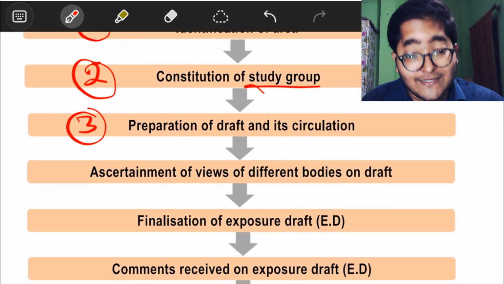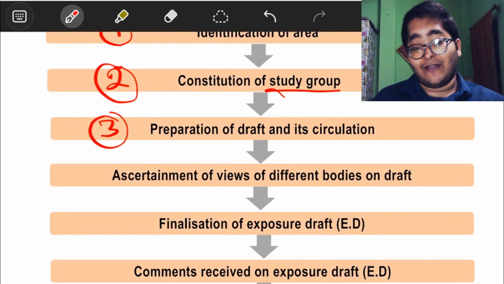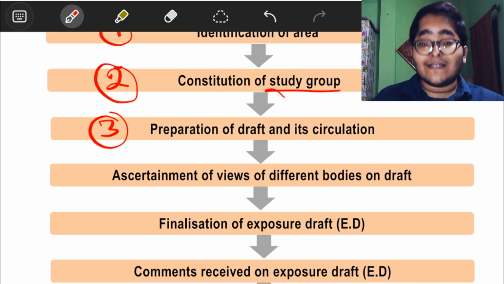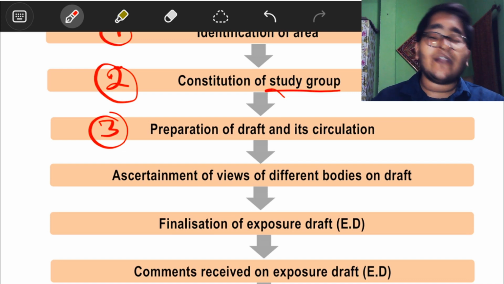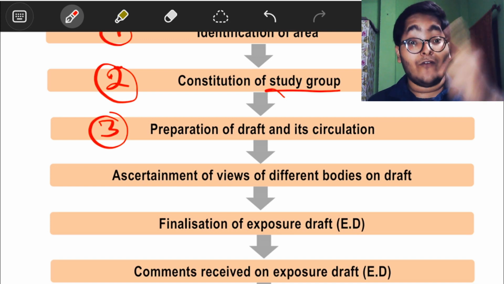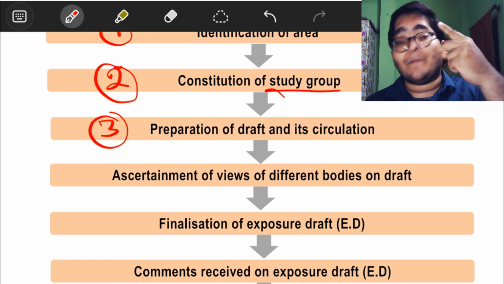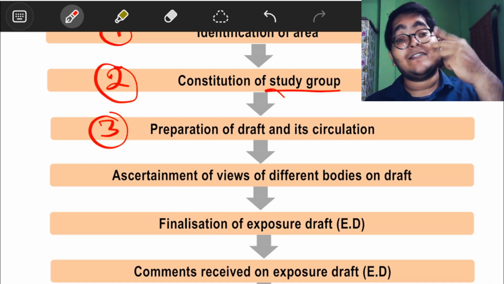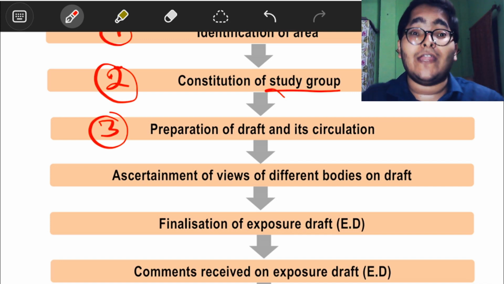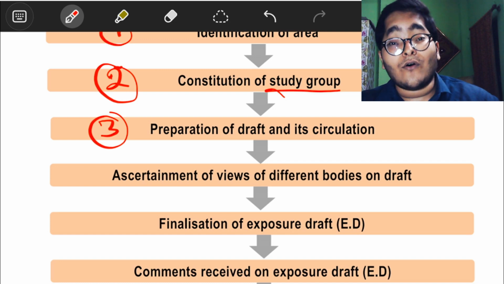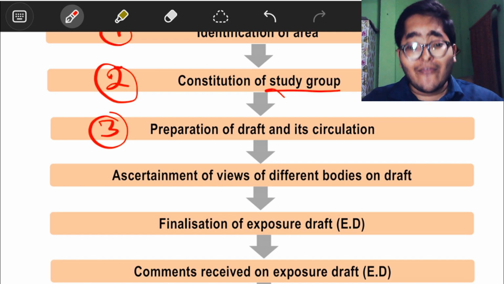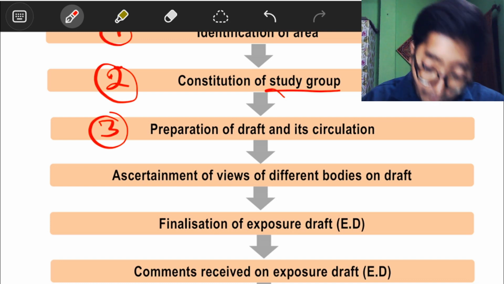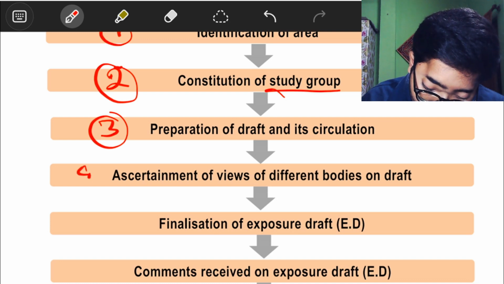Number fourth is the ascertainment of views of different bodies on the draft. On this draft, the views of different bodies, for example, the Institute of Company Secretaries of India, the state governments, the central government, the Institute of Cost and Management Accountants, everybody's views are ascertained. This is the fourth step.